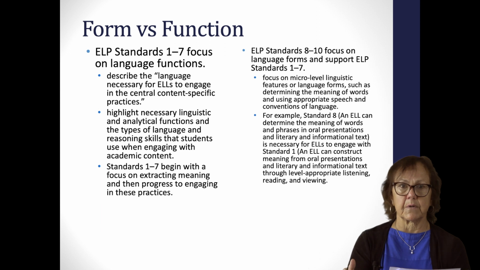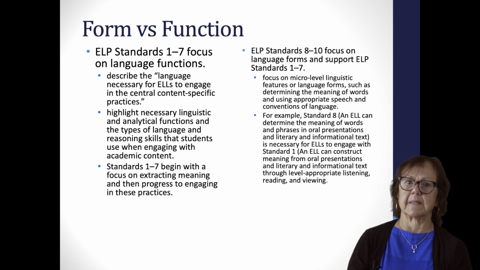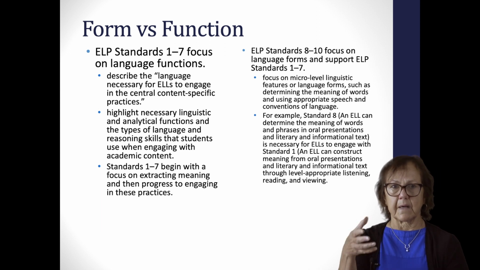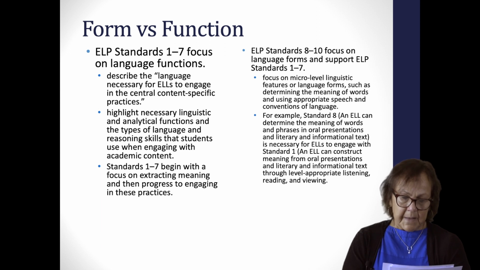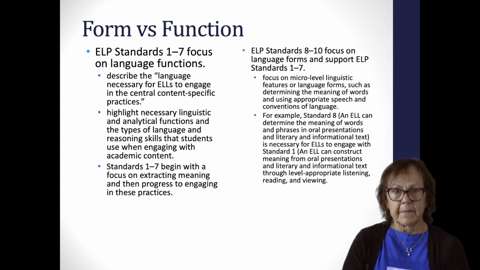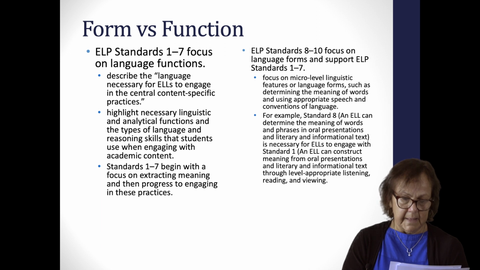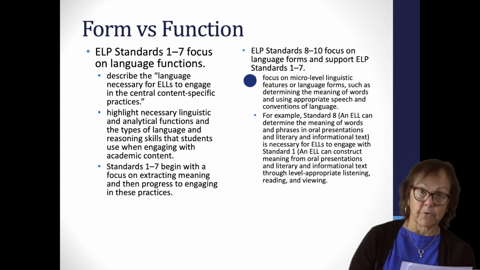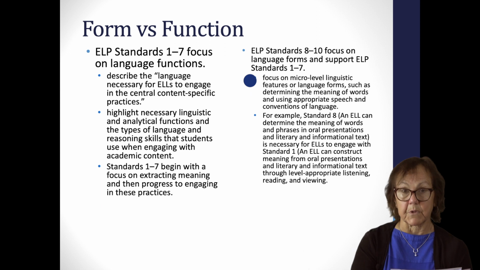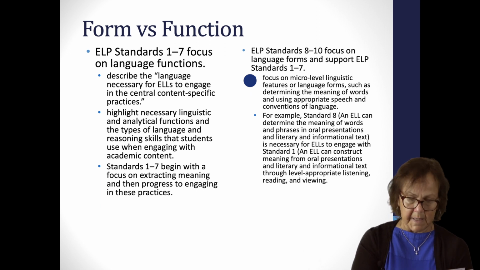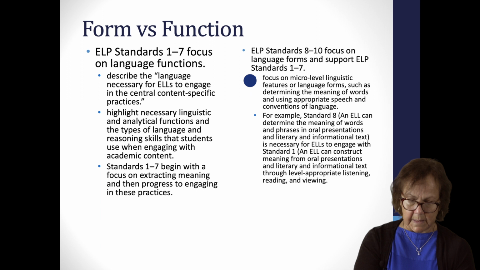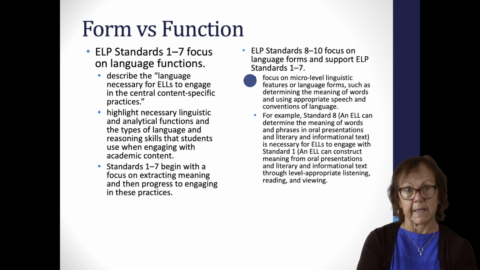1 through 7 are not really separate, but there are some form facets in 8, 9, and 10 that are not present in 1 through 7, but they support and help each other as a whole, the 1 through 10. So the 3 that are left at the end, 8, 9, and 10, focus on micro-level linguistic features or language forms, such as determining the meaning of words and using appropriate speech and conventions of language.